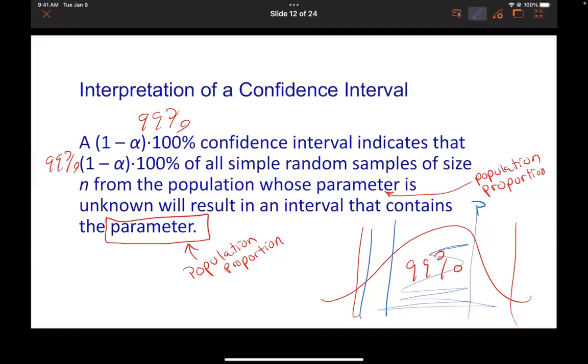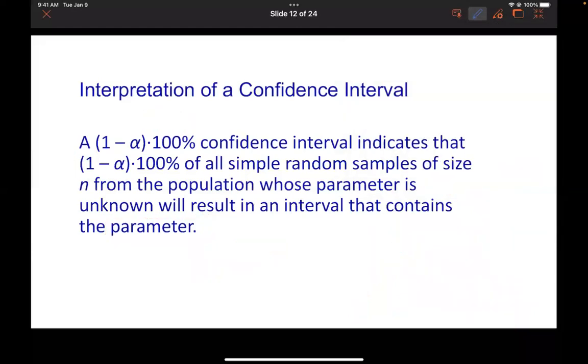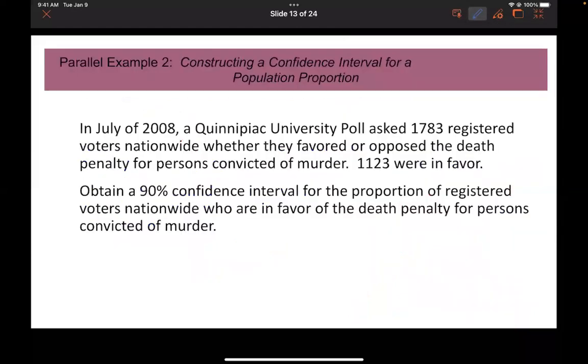Okay. Hopefully we're at math here in a minute. Let's take a look. Here we go. A Quinnipiac poll asked 1,783 registered voters nationwide whether they favored or opposed the death penalty for persons convicted of murder. 1,123 were in favor. So we already figured out that our p-hat was 1123 over 1783, which was approximately 63%.